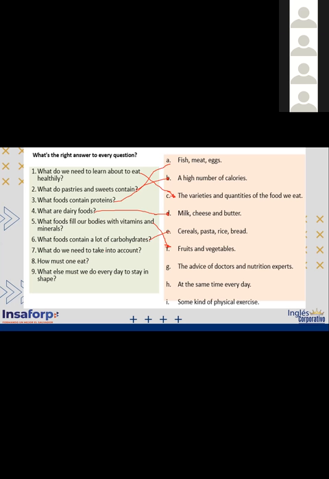Okay. Number 7, what do we need to take into account? Letter G, the advice of doctors and nutrition experts. Very good, thank you so much. Number 8.